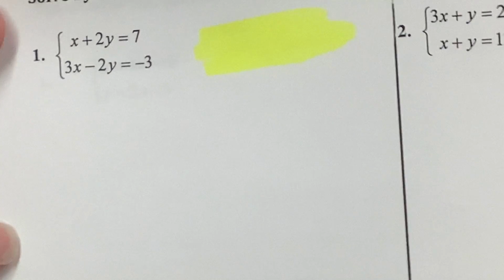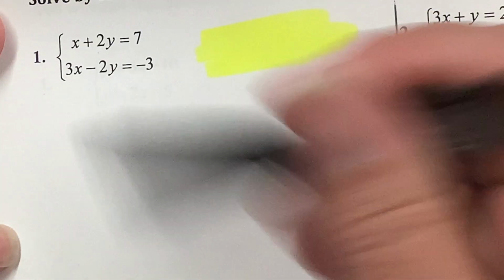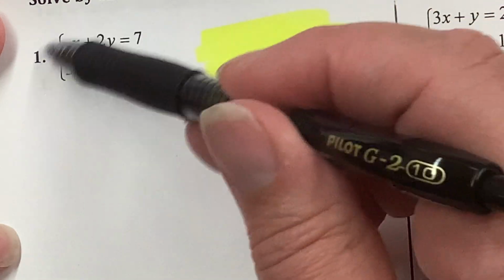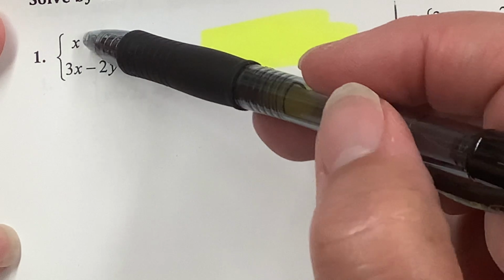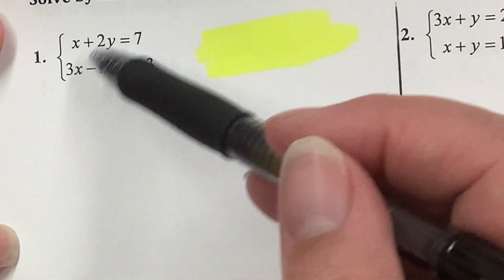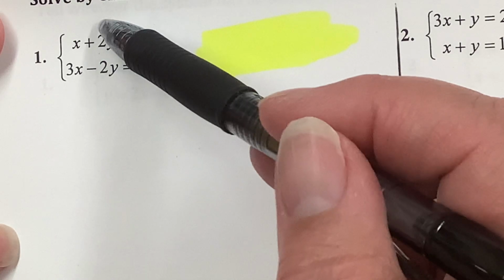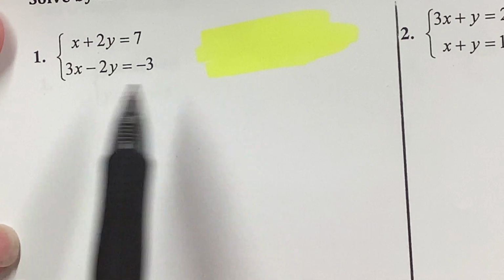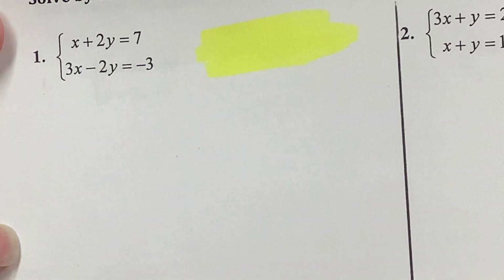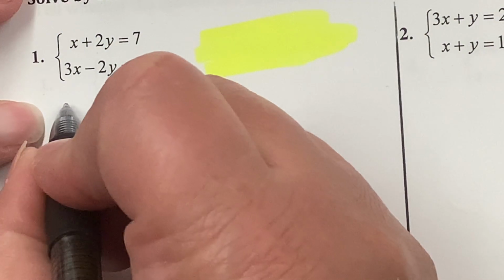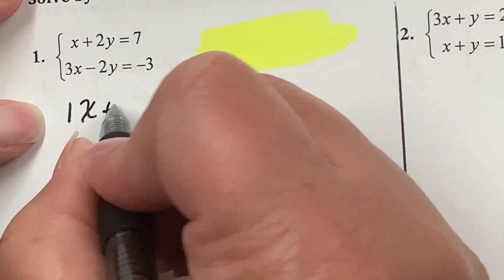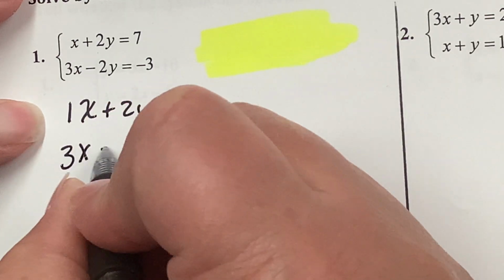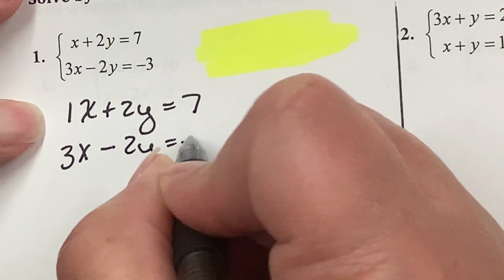And I'm going to open this up and say, all right, well, I have the same variables, and here's the same variable. And I have the same number, 2, 2. That's not the same. And I have positive and negative, so that's opposite signs. So I can eliminate the y. So I'm going to rewrite these two, making sure I line things up nice and neat. And I'm going to put a 1 with this x because I don't want it to be by itself. So here we go. 1x plus 2y equals 7. 3x minus 2y equals negative 3.